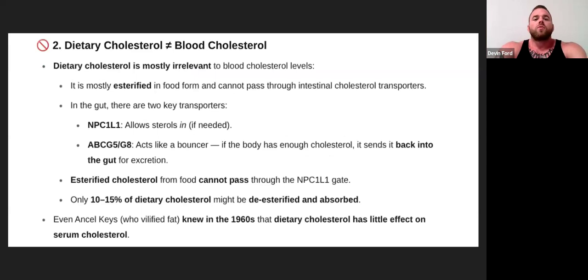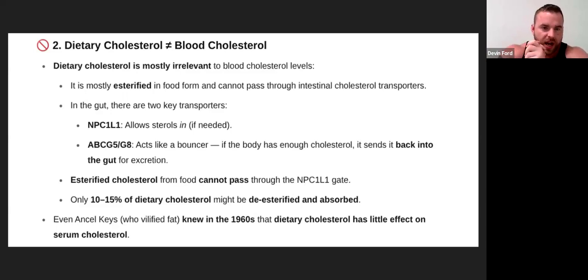Now, real quick side note: dietary cholesterol does not equal blood cholesterol. If you eat cholesterol, it does not increase your blood cholesterol. This is really important, and I think this gets a little confusing with people too. Dietary cholesterol is pretty much irrelevant to blood cholesterol levels, and there's a reason for that. It is mostly esterified in food form and cannot pass through intestinal cholesterol transporters.